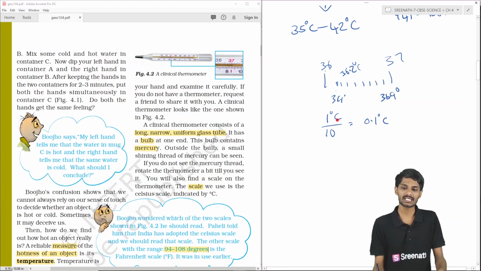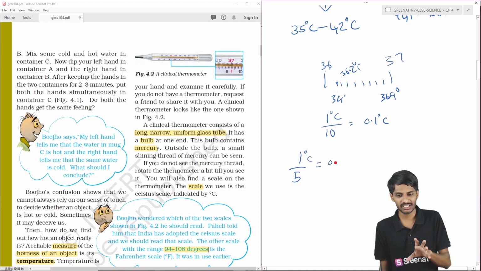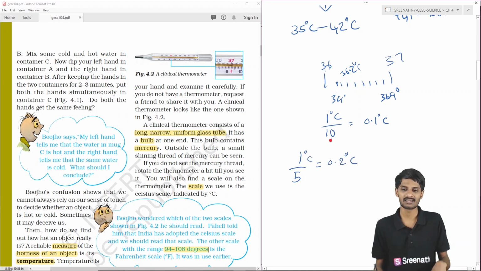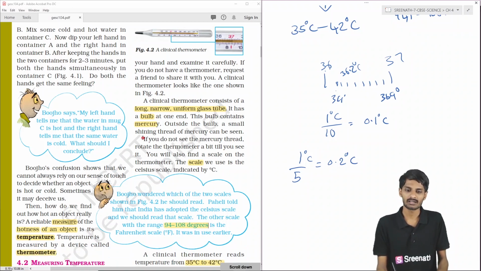Suppose it does not have 10 divisions, suppose it has only 5 divisions between the 1 degree Celsius gap. Then that is 1 degree Celsius divided by 5, so each division is 0.2 degrees Celsius. Okay, students, like that you have to measure. So how to measure?